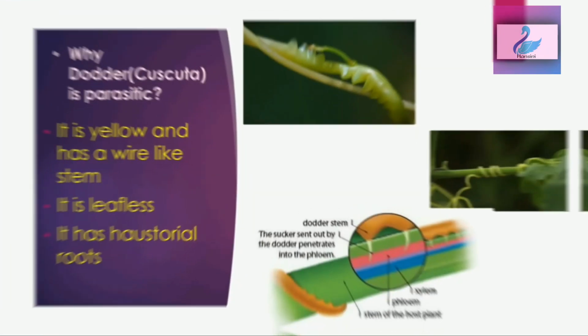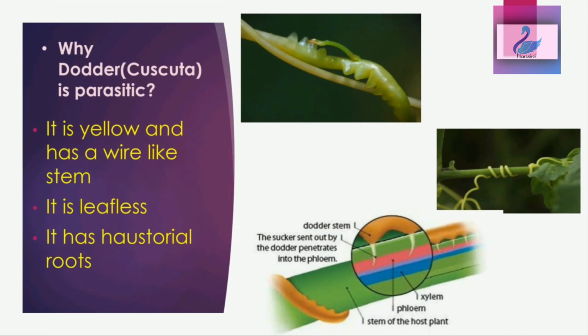Here you can see dodder has a wire-like stem. In the slide, you can see how it has climbed on another tree or green part of a plant. And also you have observed that it is leafless. And the green plant or green part of the plant is called host. So the special adaptation in dodder plant is that it has haustorial roots.